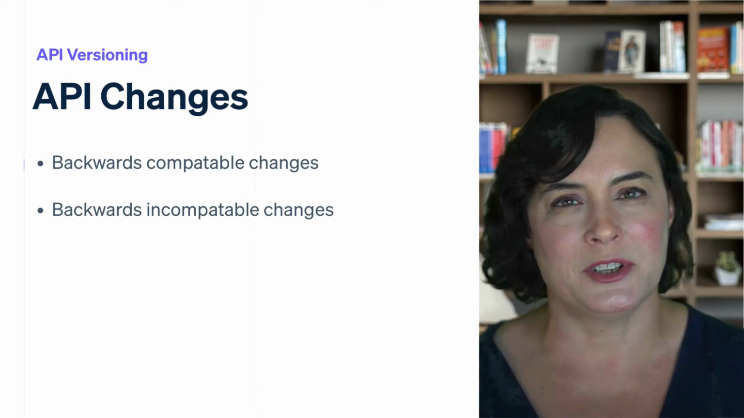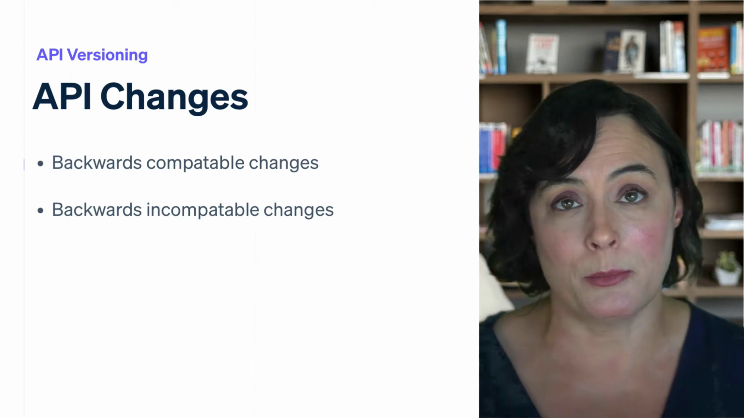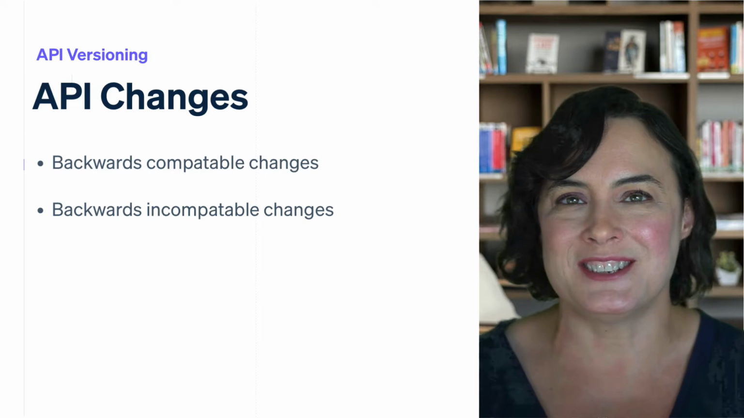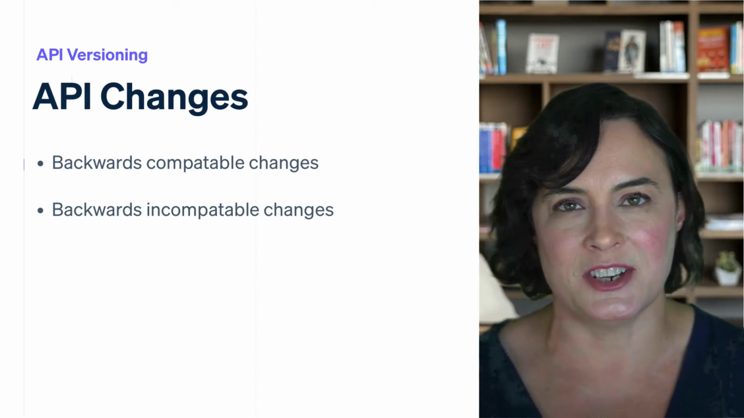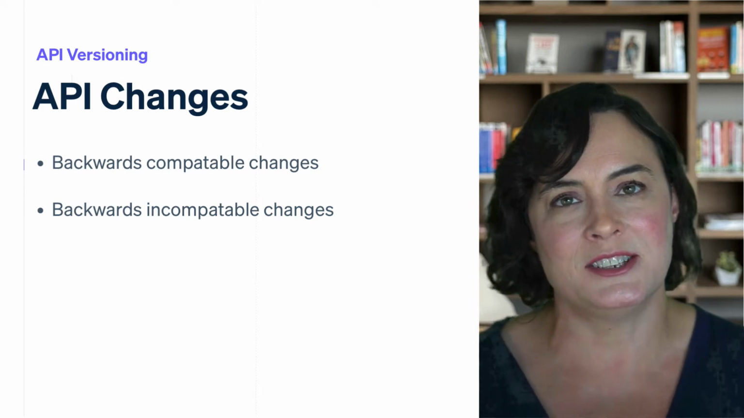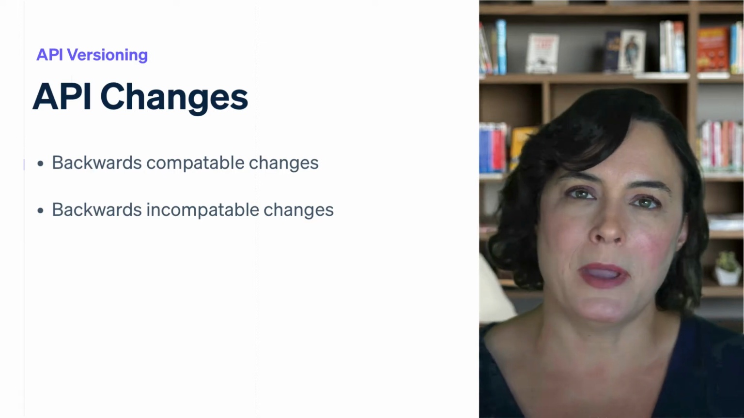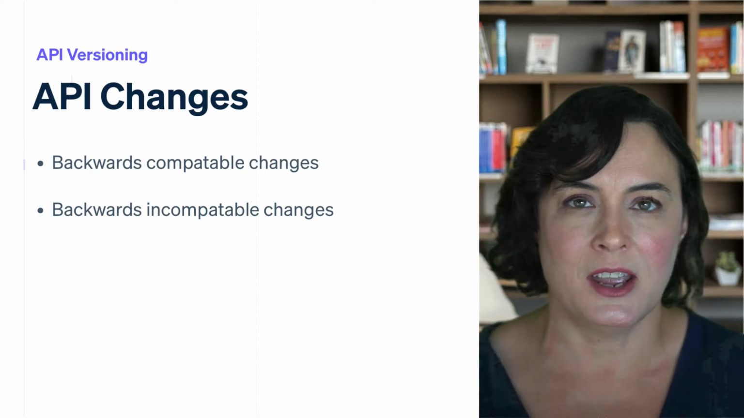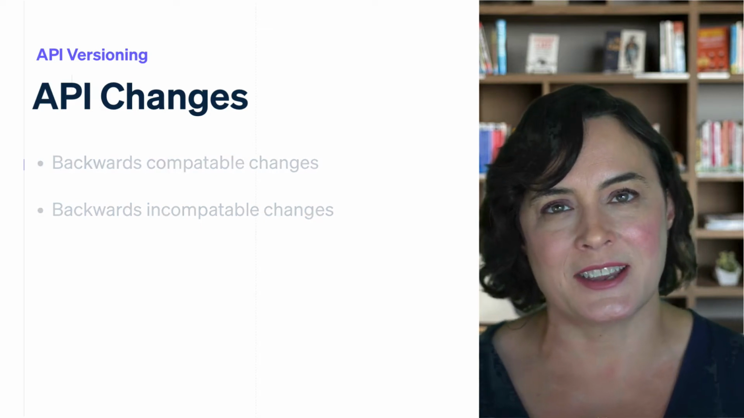Backwards incompatible changes often happen when we remove a property from a resource, we change the type of that property, or the behavior of that resource fundamentally changes. In these cases, you have to upgrade to that API version to take advantage of these changes. A good example of this would be a change we made in February of 2019, where we dramatically changed how the account's API behaved in Connect.